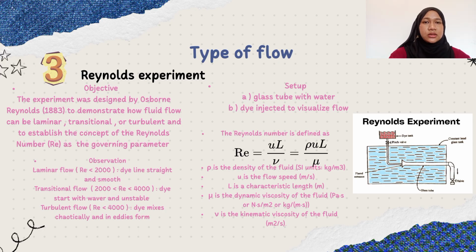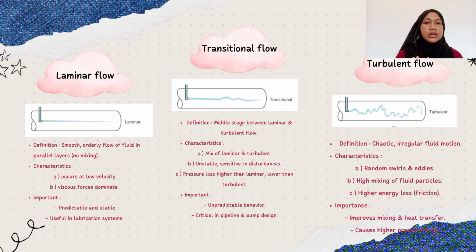Now we move on to types of flow in Reynolds' experiment. In 1883, Osborne Reynolds carried out a famous experiment to study fluid flow. He used a glass tube filled with water and injected dye to make the flow visible. From his experiment, he showed that flow can be laminar, transitional, or turbulent.